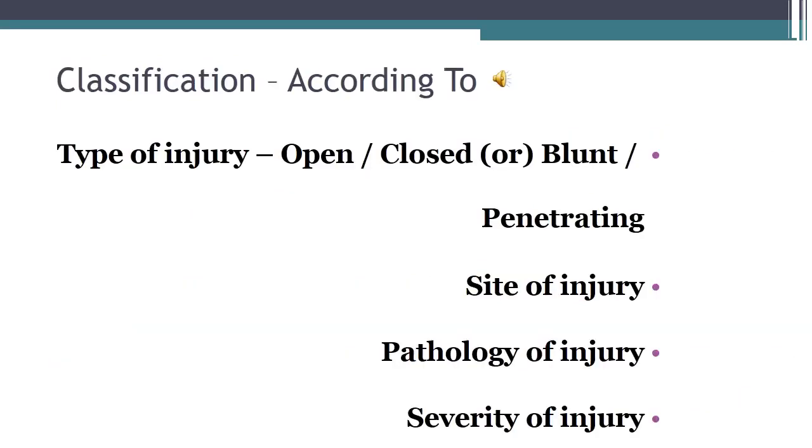Traumatic brain injury can be classified into closed or blunt and open or penetrating, and this classification depends on the type of injury, site of injury, pathology of injury, and the severity of the injury.